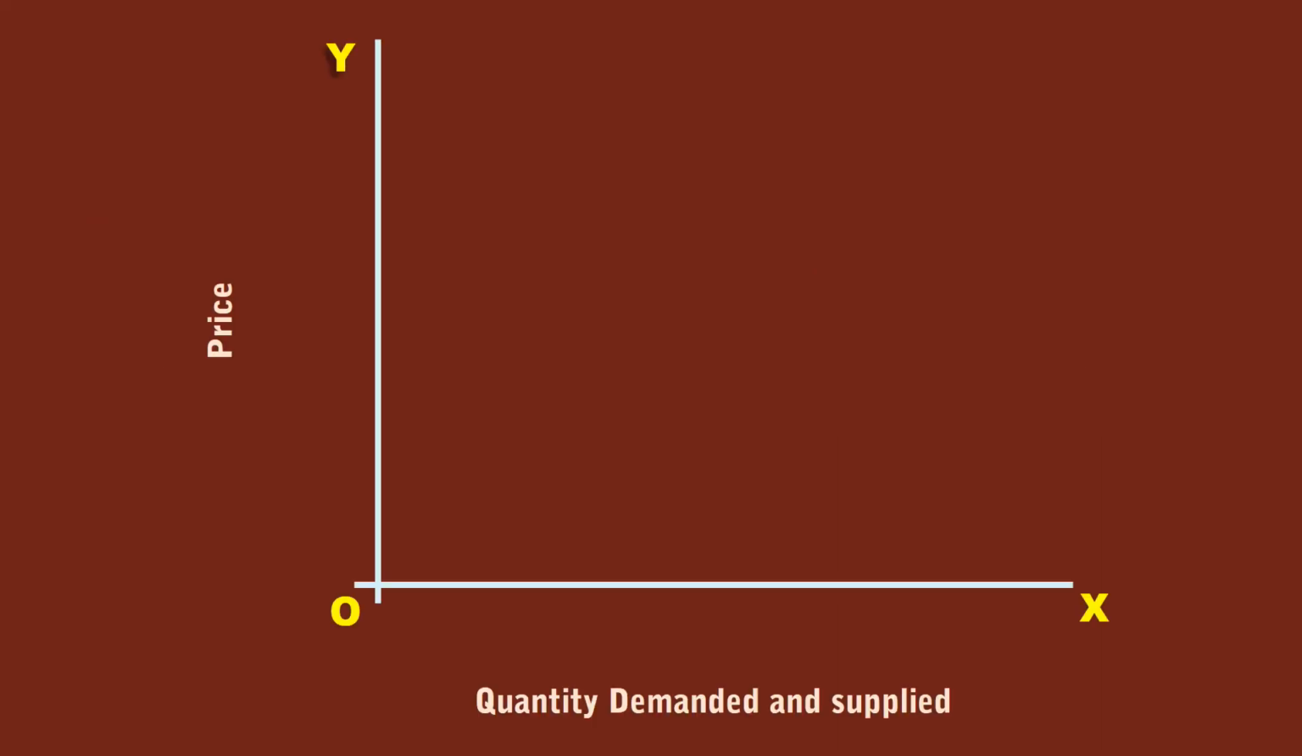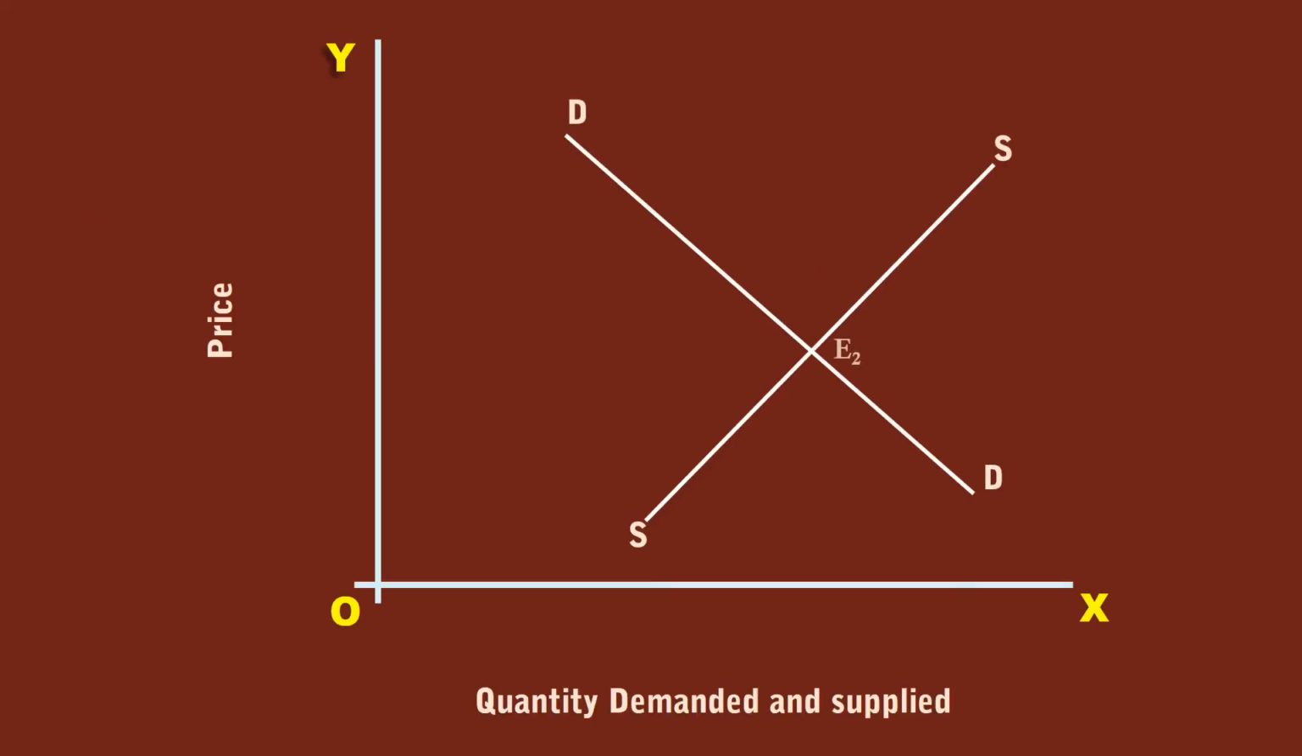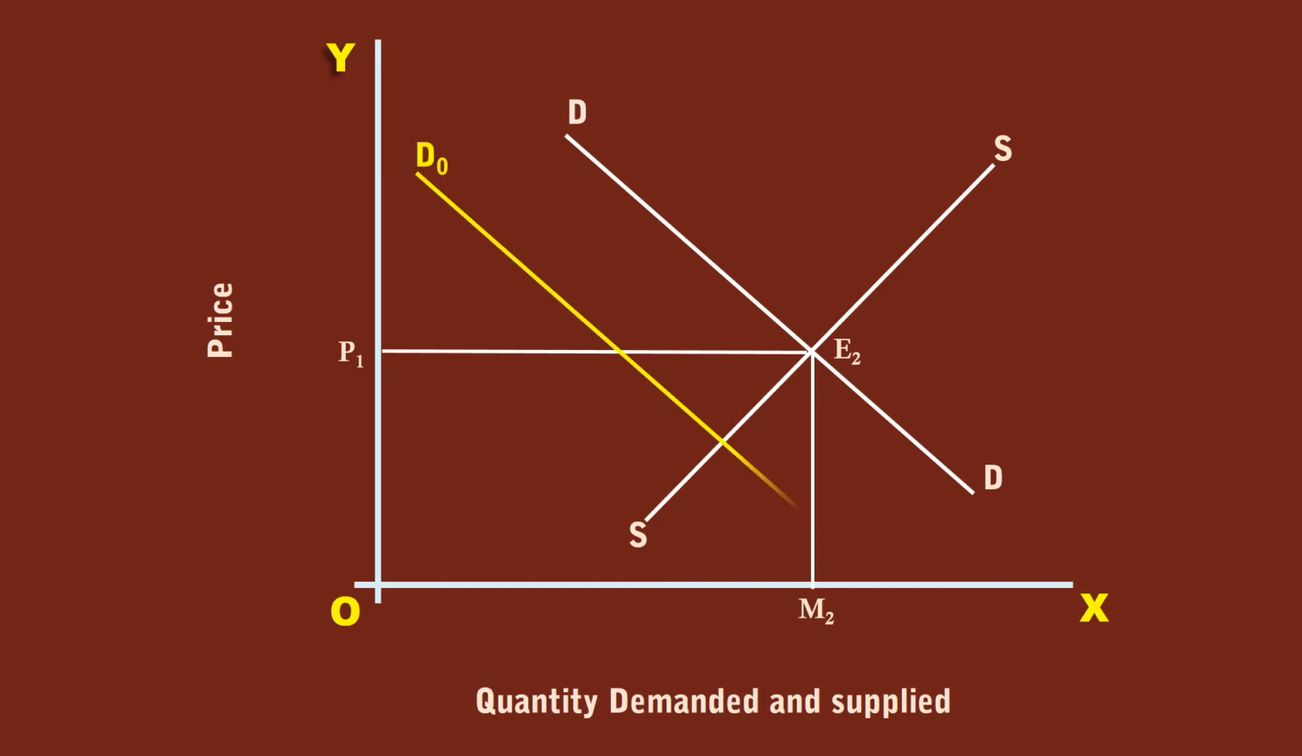Look at this graph. The initial equilibrium is E2. The equilibrium price is P1. Equilibrium quantity is M2. The demand decreases. The new demand curve is D0 D0. The buyers move to the new demand curve. There arises an excess supply of E1 E2. At the existing price P1, the sellers want to sell E2 units, but the consumers want to buy E1 units.